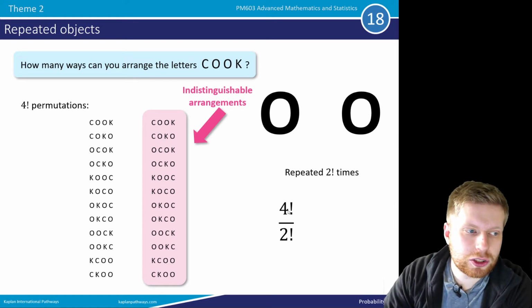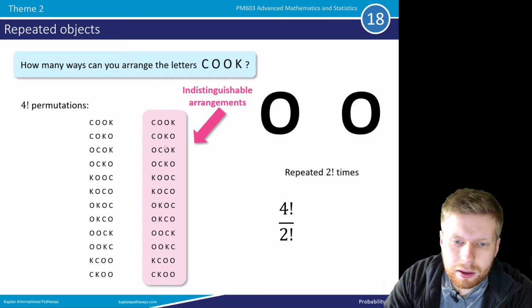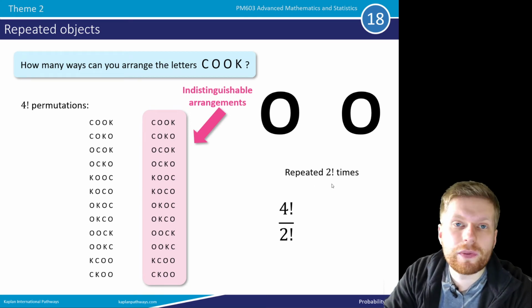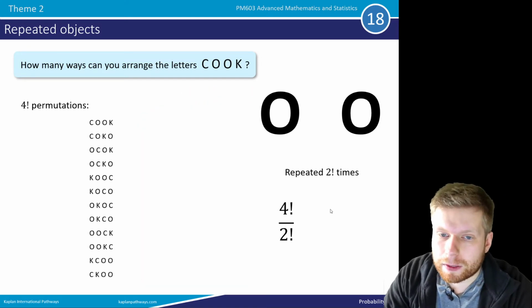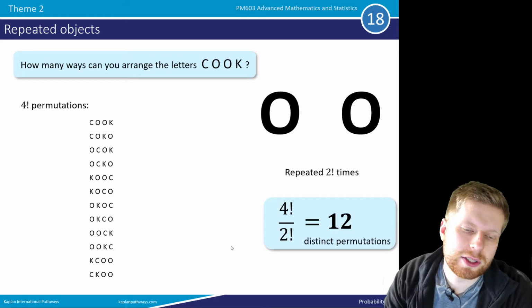Hence, I have my 4 factorial, which represents all of the different possible permutations, where I just say, do you know what? They're all different letters, I don't care, okay? And then I need to think, well, hang on a minute, the 2 O's can switch over, so there's 2 factorial different arrangements of those, so therefore I need to remove them by dividing, okay? So there we go. In total, I will be left with 12 distinct permutations.